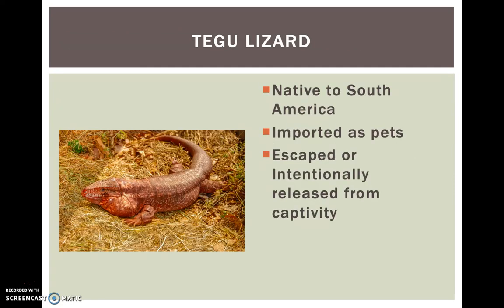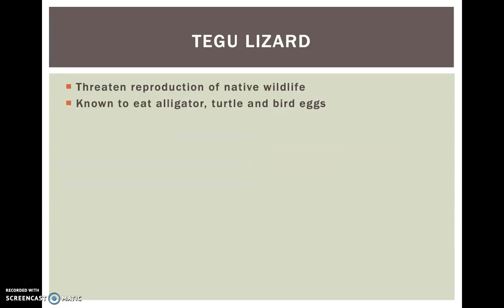The Tegu lizard. Native to South America, they were imported as pets, and they either escaped or were intentionally released from captivity. The Tegu lizard threatens the reproduction of native wildlife, as they are known to eat alligator, turtle, and ground-dwelling bird eggs.